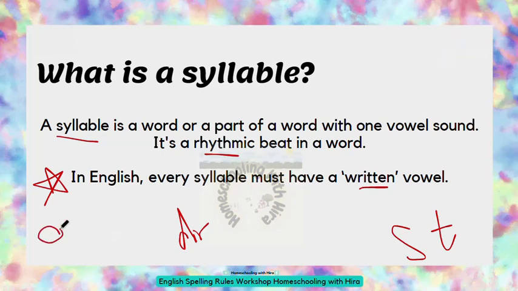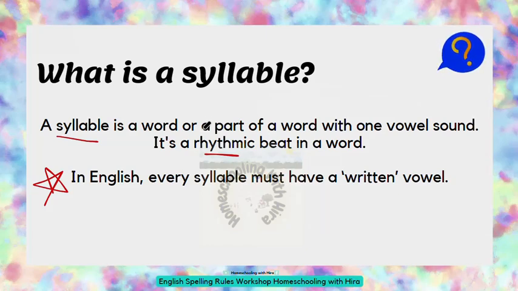Only letter A can be a syllable, only E can be a syllable, but only consonants can't be syllables. We need to have a written vowel in each syllable in English, right? So I have given you the definition here, but let's see what it actually means.